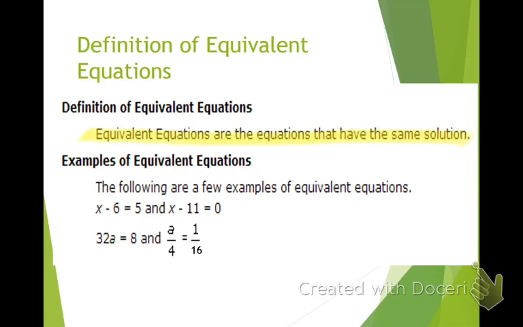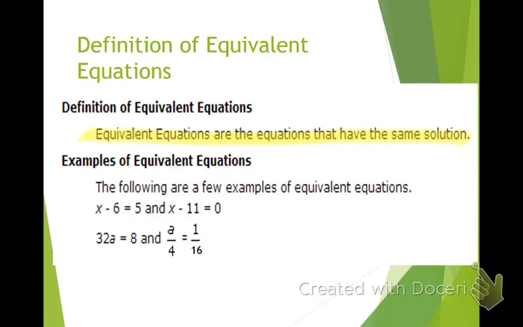Looking at these examples down below, I see x minus 6 equals 5. Well, if I solve that equation for x, I have to add 6 to both sides using the addition property of equality. And when I do that, I get x equals 11. The equation right next to it, I have to do the same thing. I have to add 11 to both sides using the addition property of equality, so I get x equals 11. So because those two equations both have the same solution, it means that they are equivalent to each other.